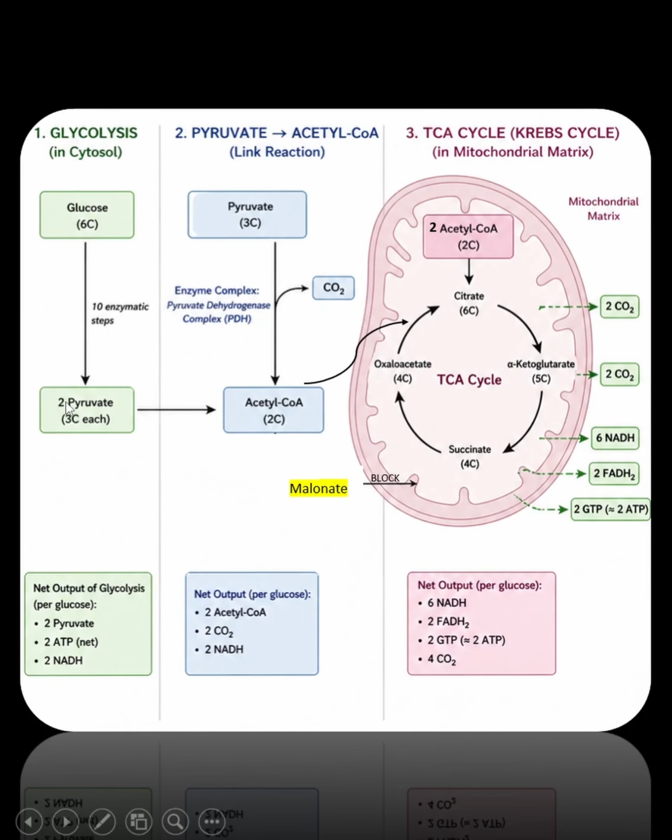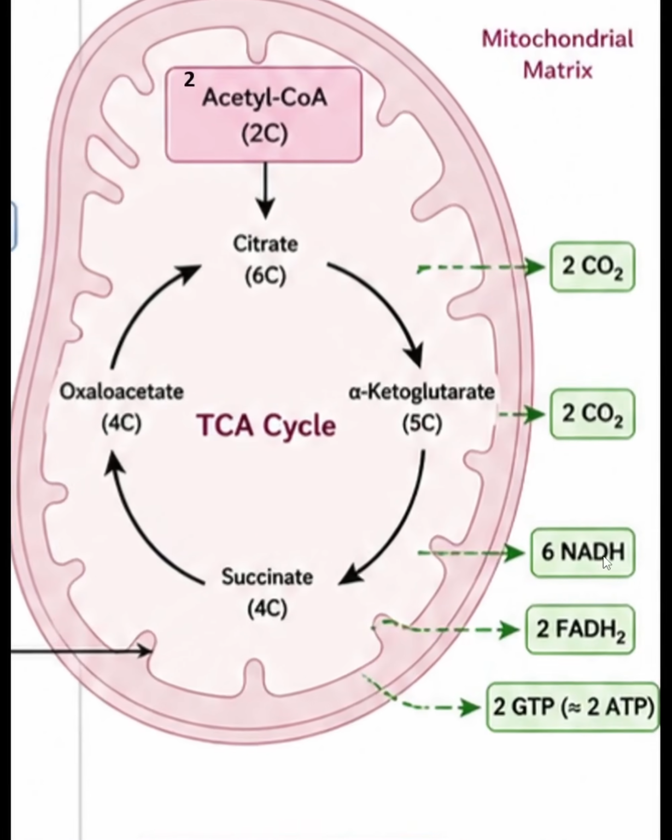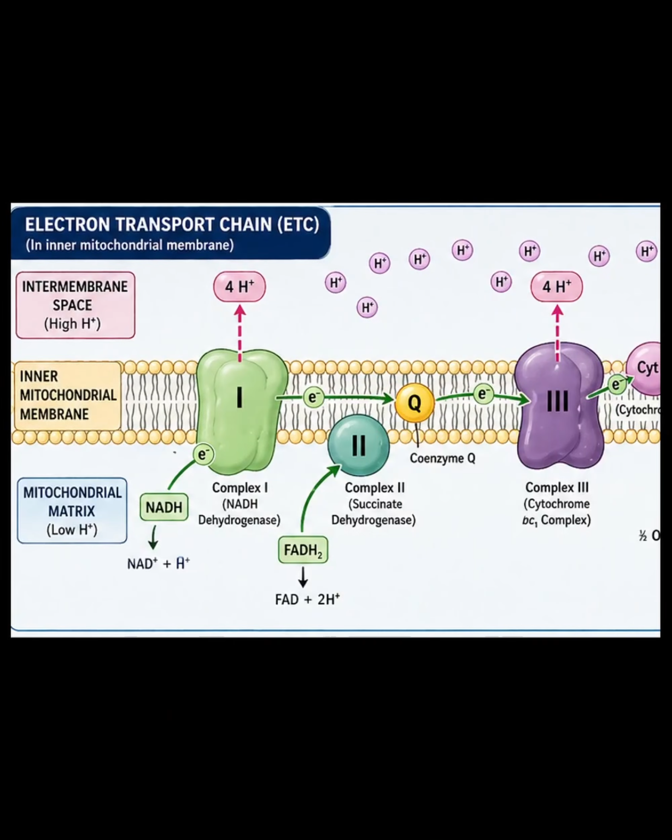This pyruvate then enters mitochondria, where it gets converted to acetyl-CoA with the help of the enzyme pyruvate dehydrogenase complex. This acetyl-CoA then enters the Krebs cycle, also called TCA cycle. Here, the acetyl-CoA is completely oxidized to form NADH and FADH2, which are high-energy carriers. Now this NADH and FADH2 finally enters the electron transport chain.